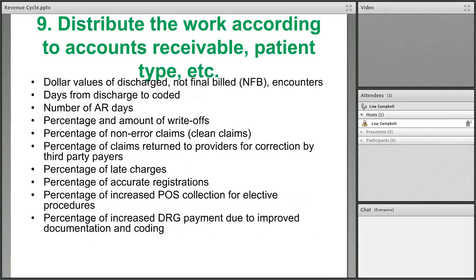Number 9, distribute the work according to accounts receivable and patient type. So again, more examples. I already talked about the ages. I already talked about looking at the discharge not final billed report. So really when you look at number 8 and number 9, prioritizing and distributing the work, we have to identify which of our team members are going to be working those specific accounts.